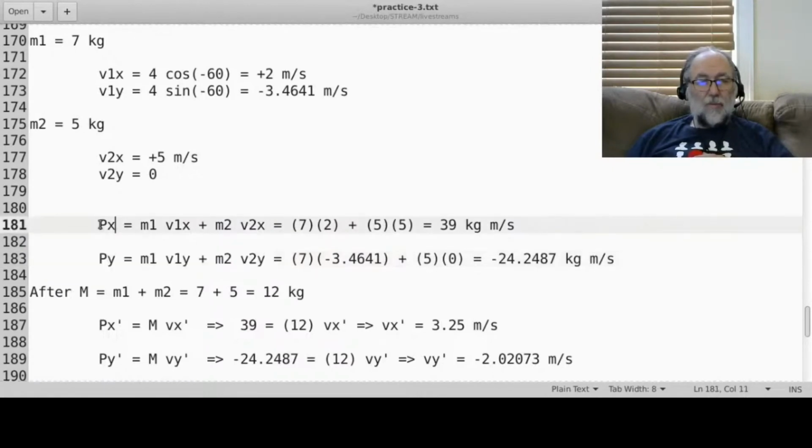Okay, notice there's no prime in them. So you say, well, why are there two expressions? Because momentum is a vector, and this is the x component, and that's the y component. All right. Now the total mass.